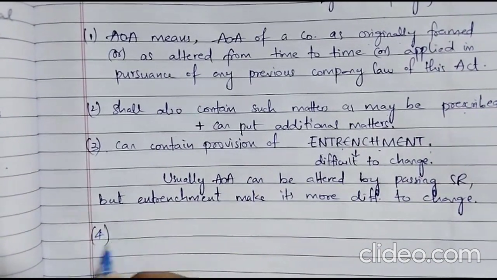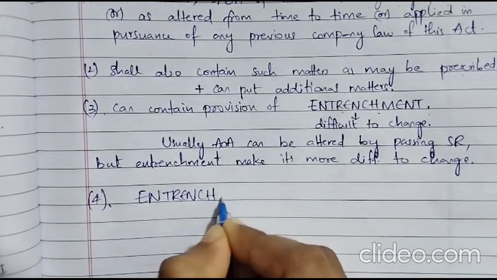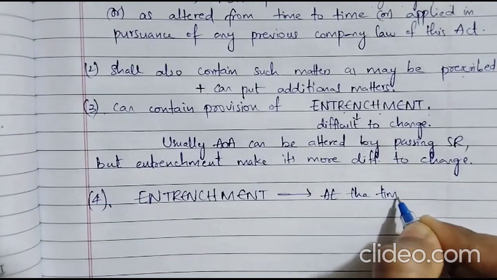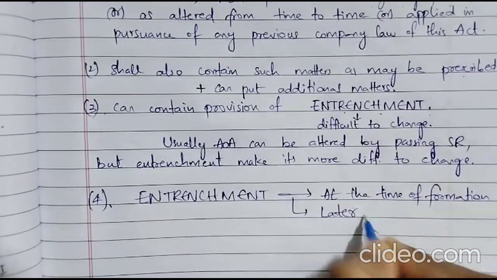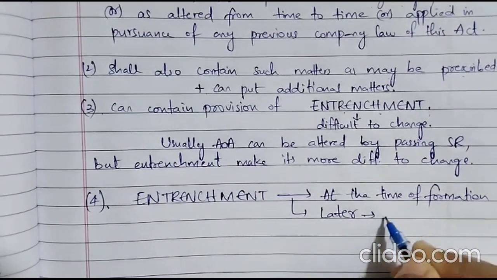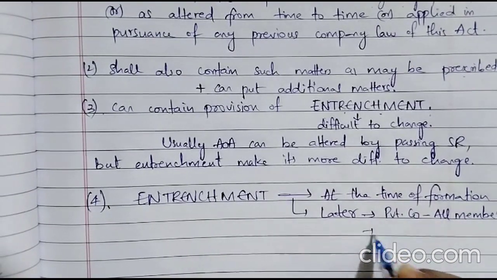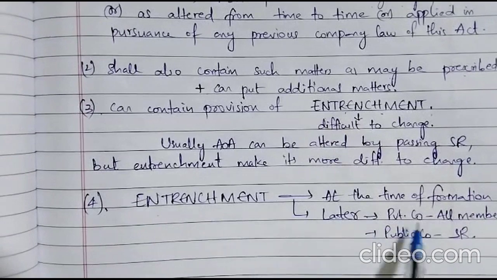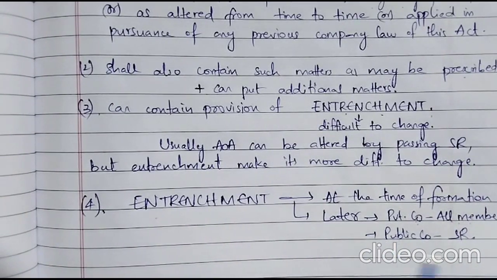Fourth, when you can include this entrenchment. This you can include at the time of formation, or if you want you can even include it later, not at the time of formation. Even if you want you can add this provision later, but for private company all members should accept, and for public company special resolution shall be passed. To add this provision in a private company, all members should give their acceptance, whereas in public company only special resolution needed to be passed.